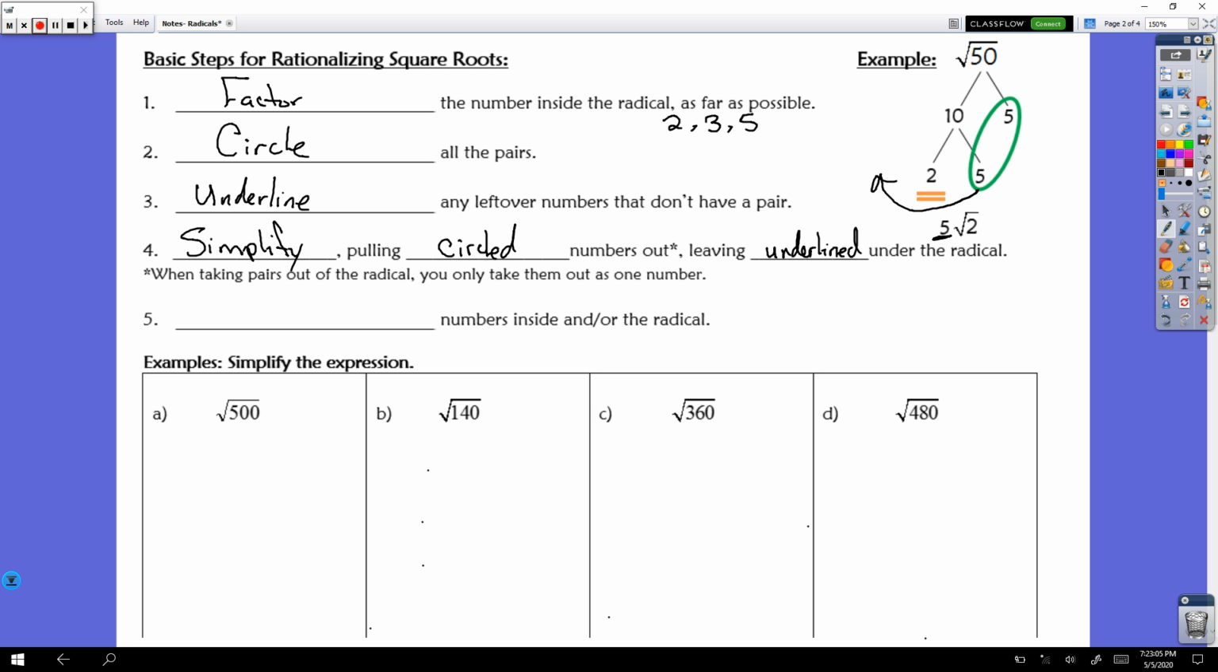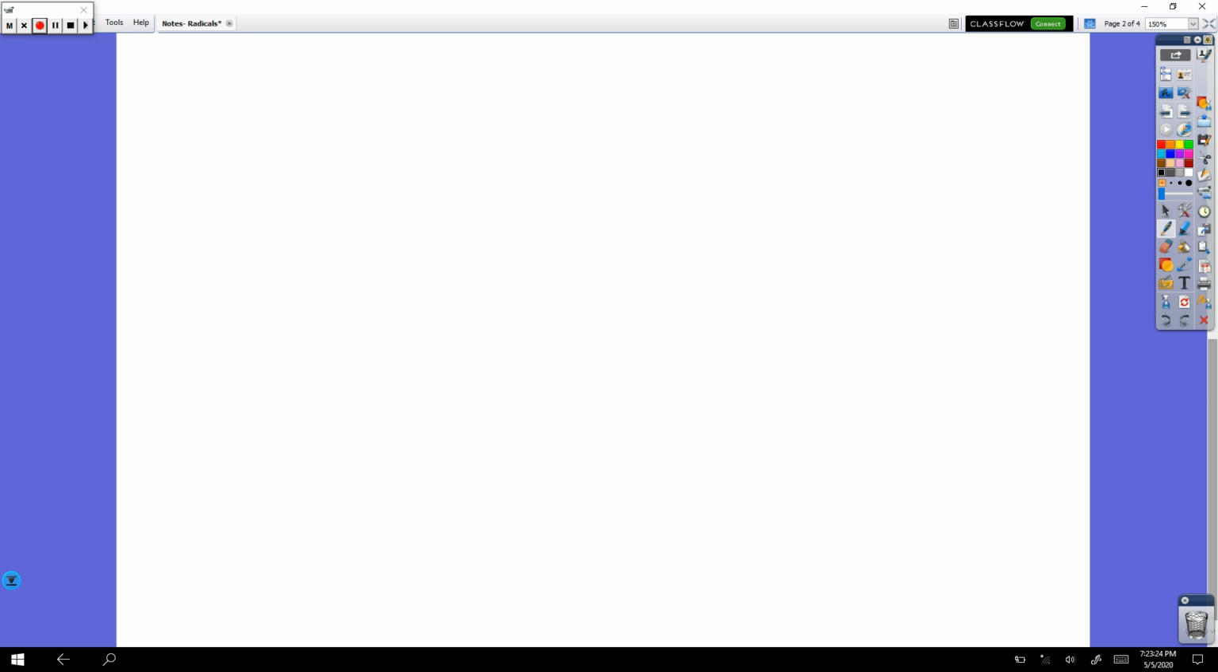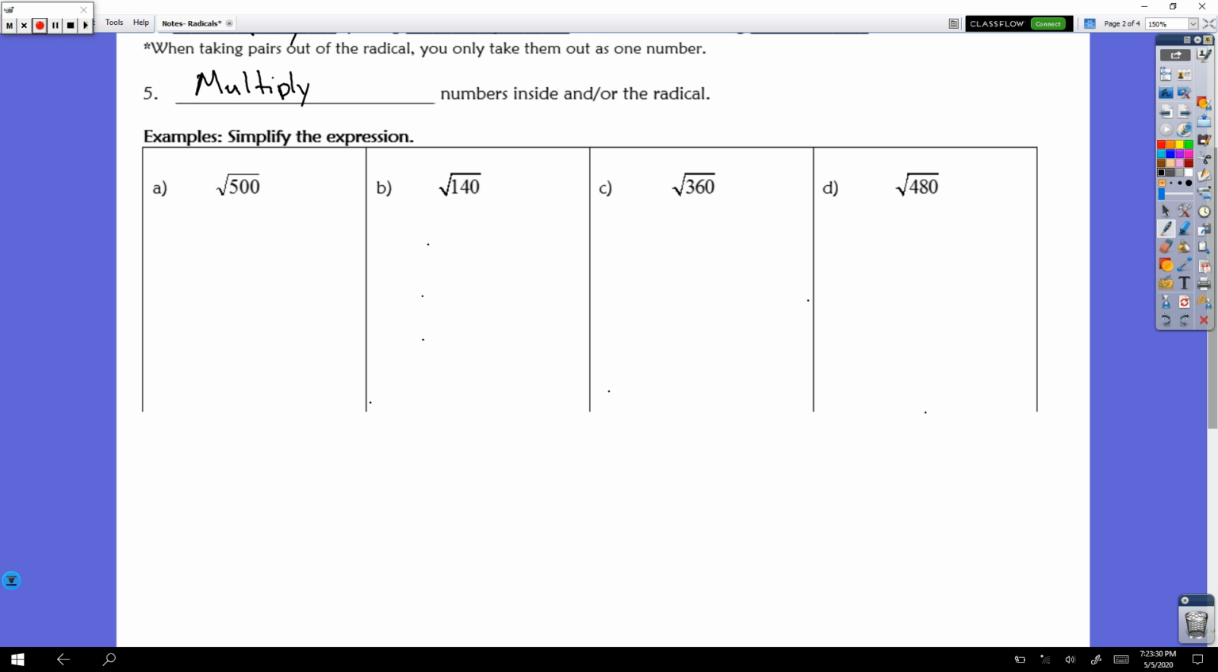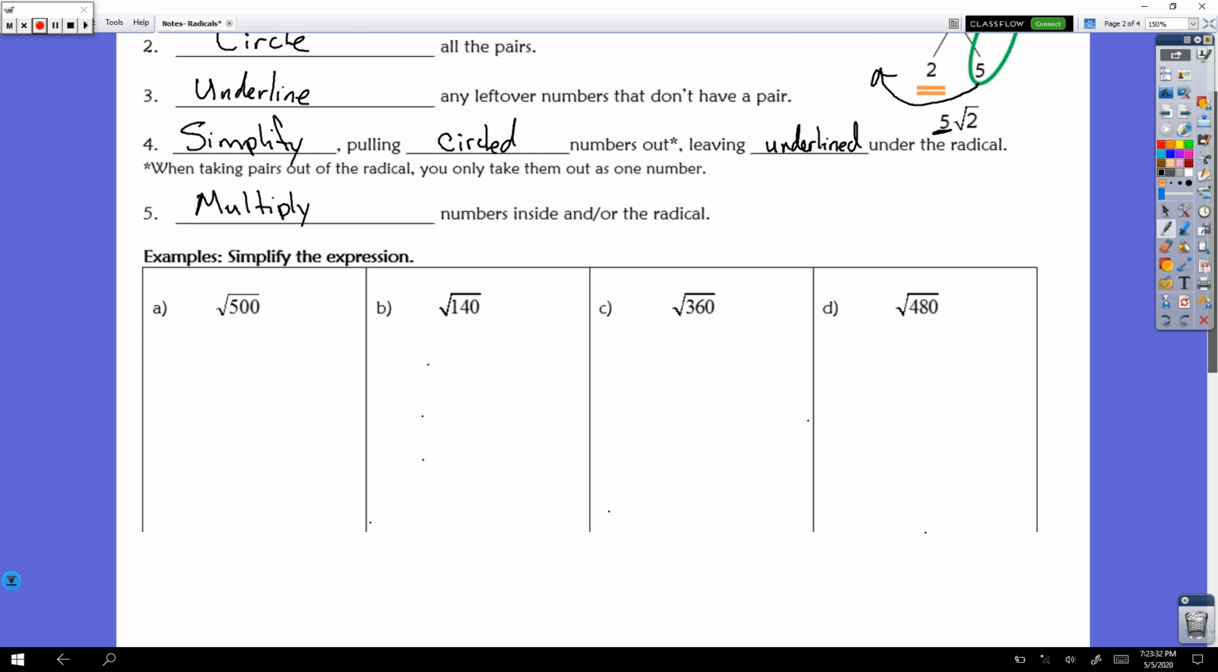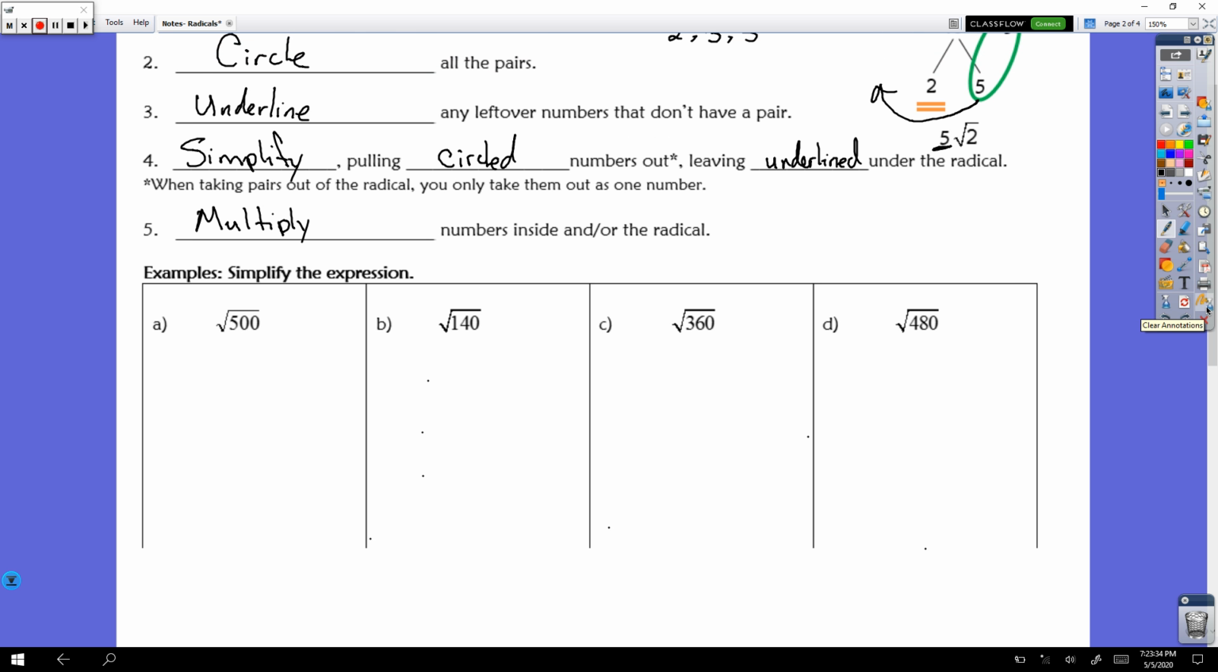Now, if I have multiple numbers that I take out, or multiple underlined numbers left inside, we're always going to multiply those numbers. All right? So, there are two ways you can go about simplifying. The first way is just breaking things down by 2s, 3s, 5s, as much as possible. So we'll do that way first.